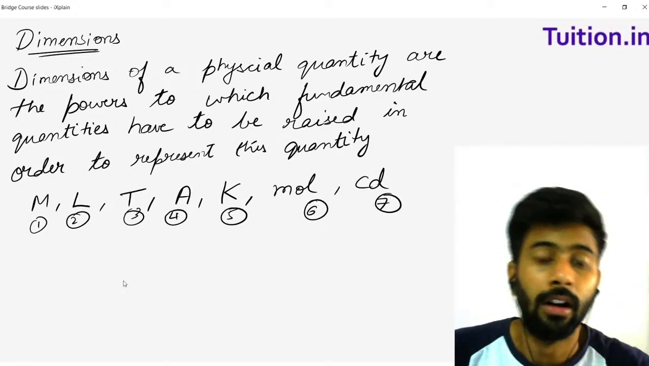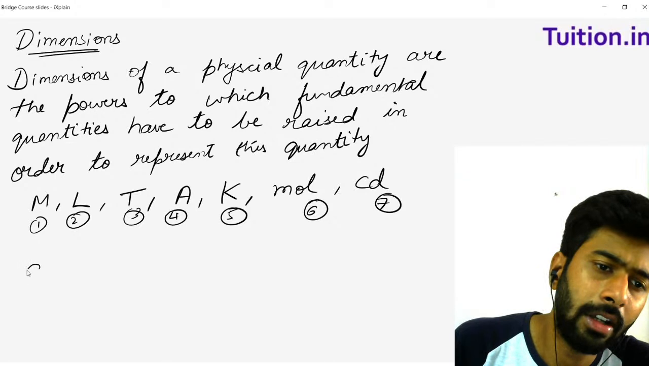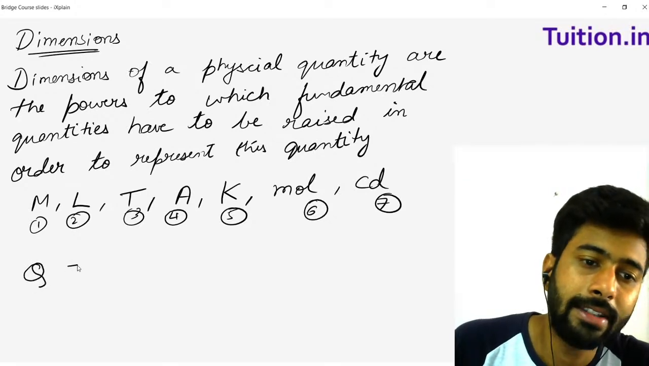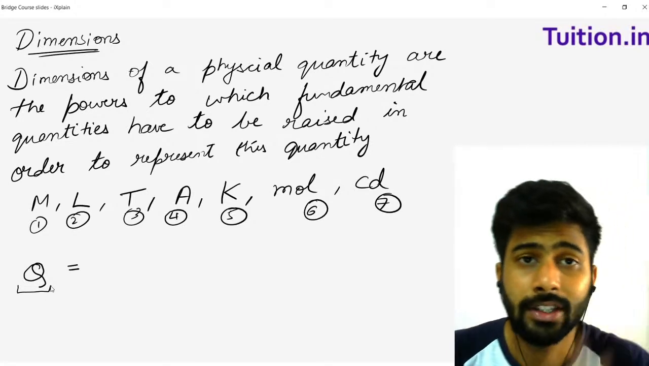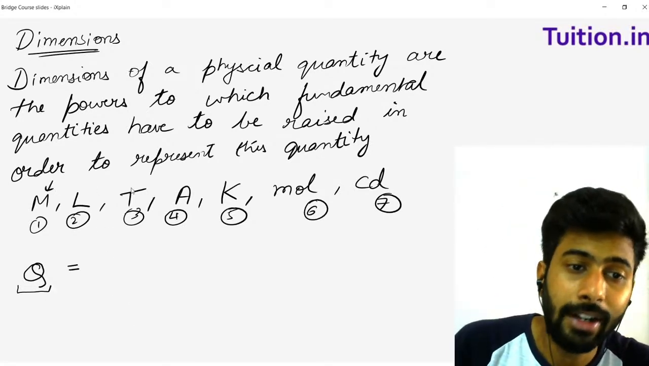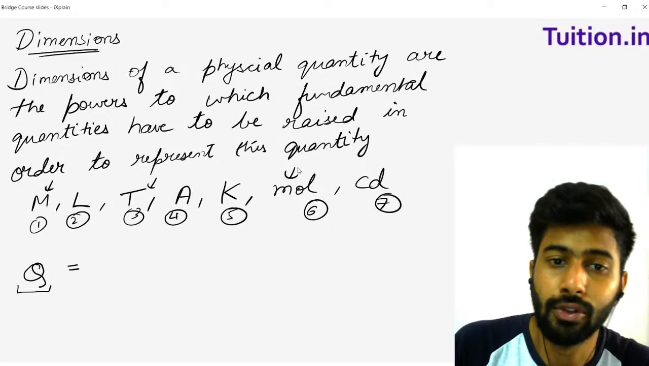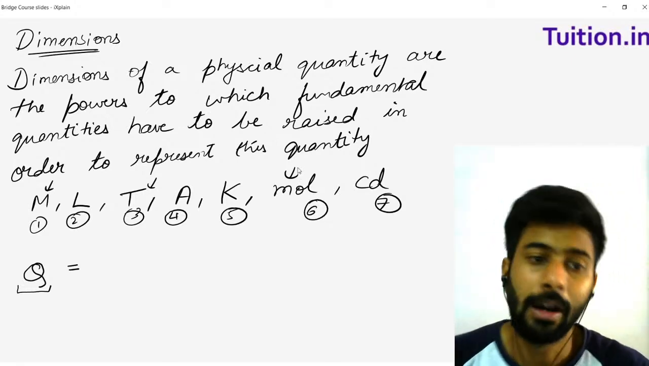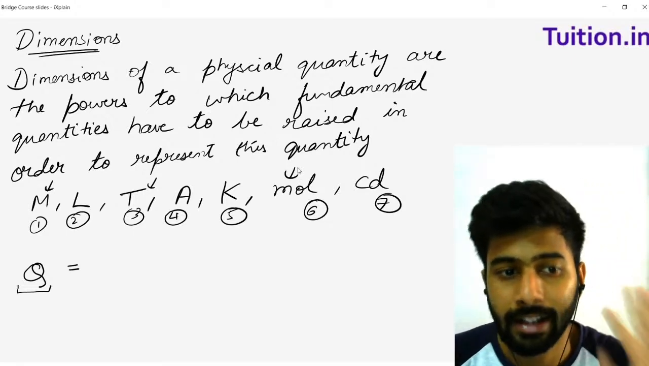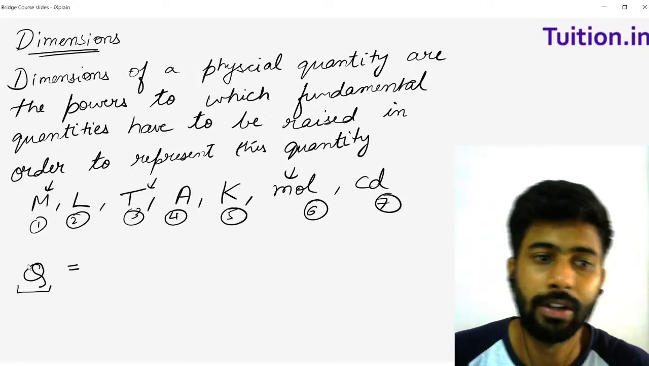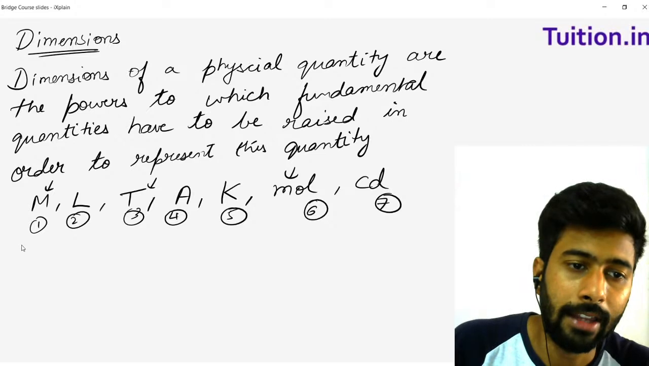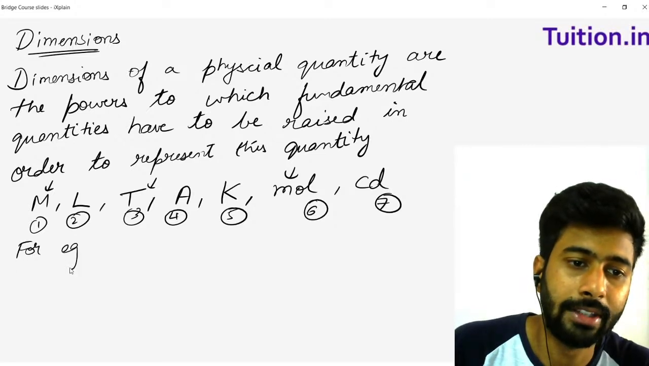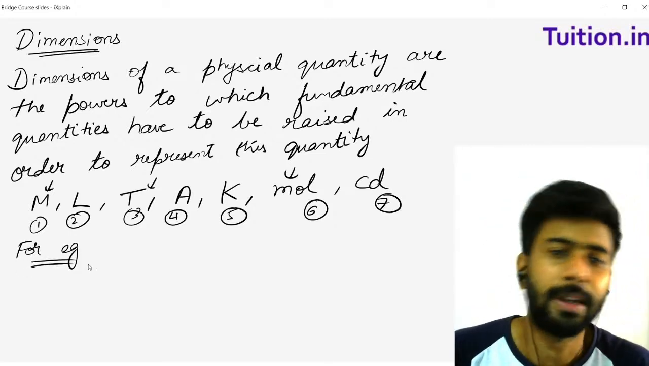So take any physical quantity and see that to get this physical quantity, which fundamental physical quantities will I have to choose, and what should be their powers? That represents the dimension of this physical quantity. So let me just straight away hit an example, and then it will be clear to you. For example, let's pick up force.